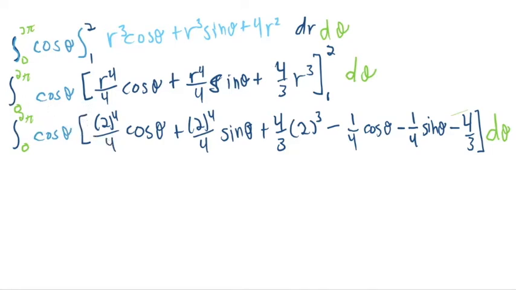All right, so now we're going to simplify all this. And then it's going to end up being 15 over 4 cosine theta plus 15 over 4 sine theta. And that's going to be plus 28/3.